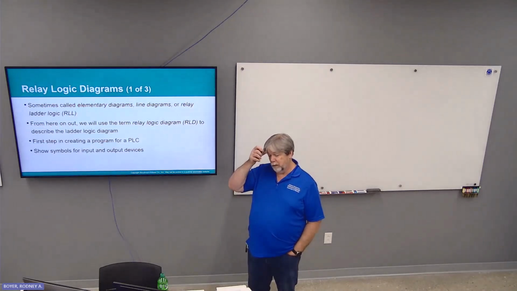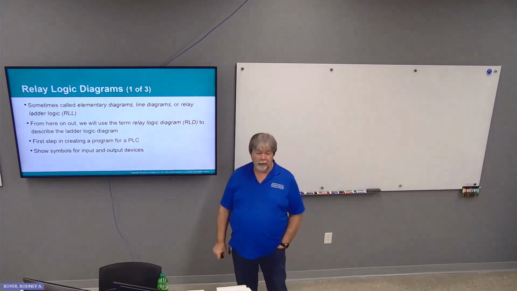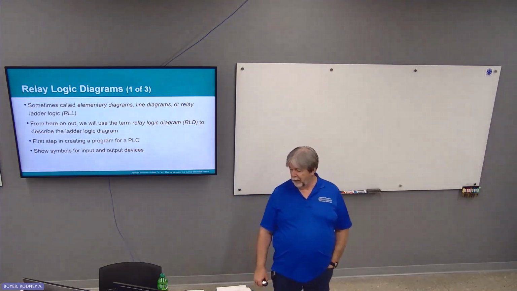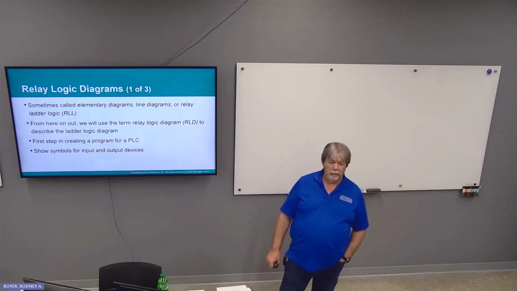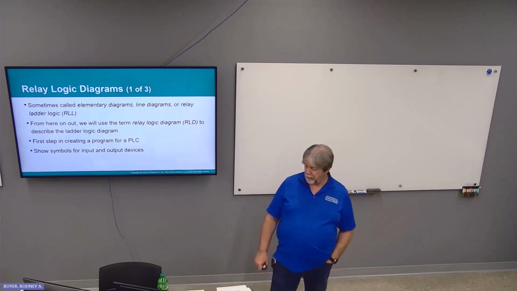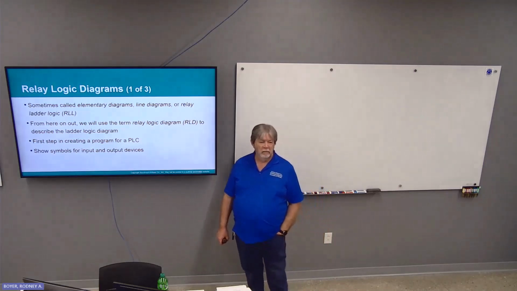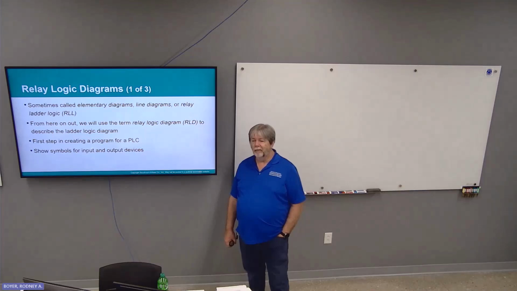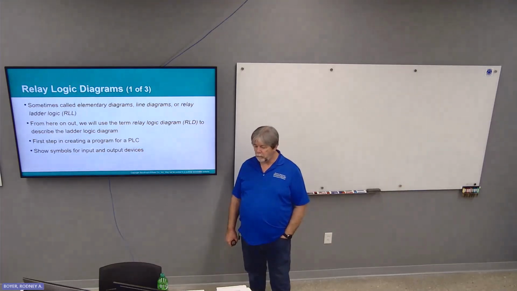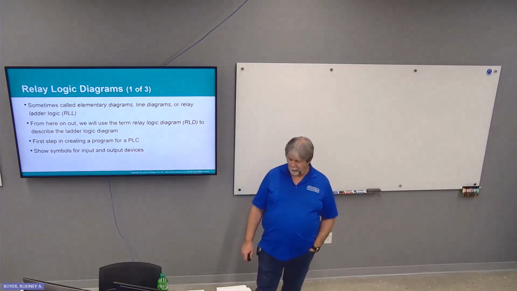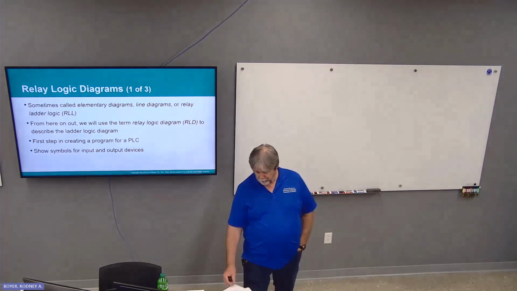Okay, sometimes relay logic diagrams are called elementary diagram, line diagram, or relay ladder logic. From here on out, we will use the term relay logic diagram, or RLD, to describe the ladder logic diagram. The reason why we do this is because it is the first step in creating a program for a PLC. You have to know how the machine is going to function before you can write the logic to control it. And they show symbols for the input and output devices.